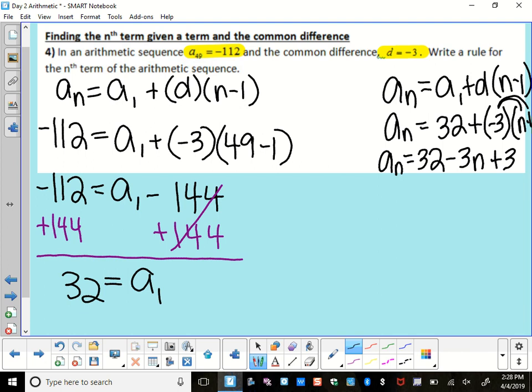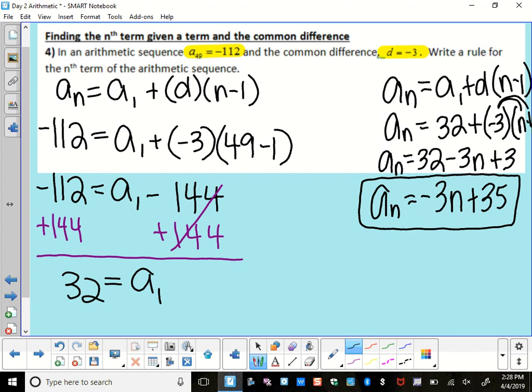So we solved the first number? Yeah, we had to work backwards because they gave us a 49th number, but we can't make a rule without my first term. So that's what we did on the left side. We got our first term, and now we can make our rule. So I have negative 3n plus 35. I'm going to show you a shortcut on the next one.